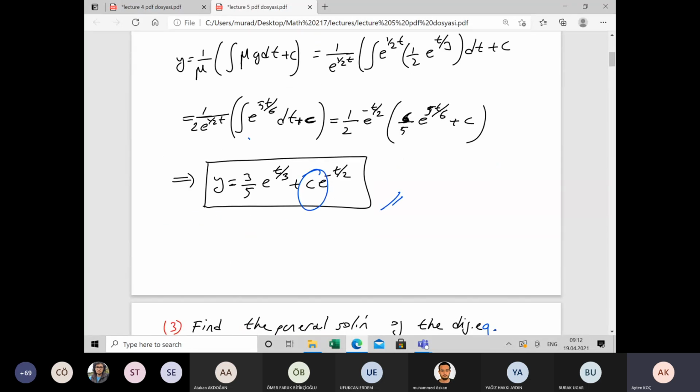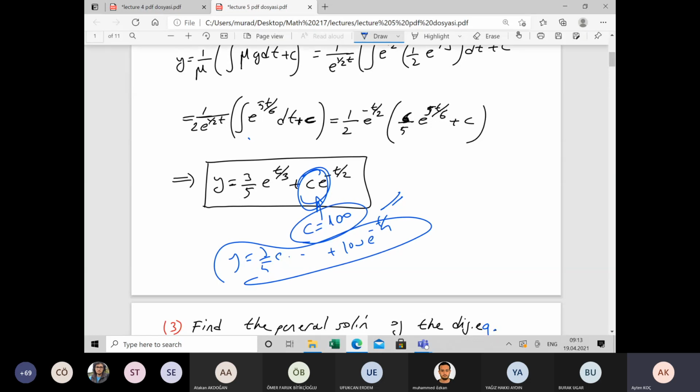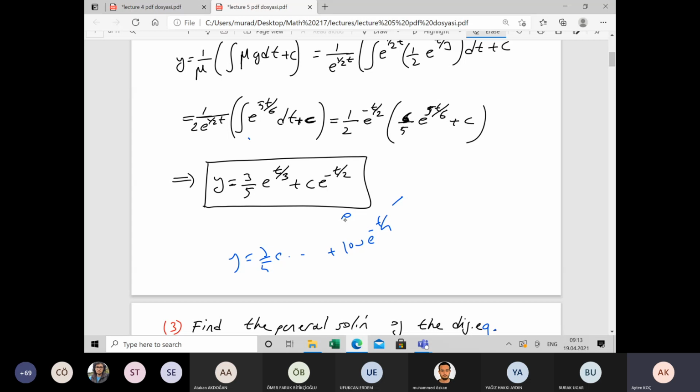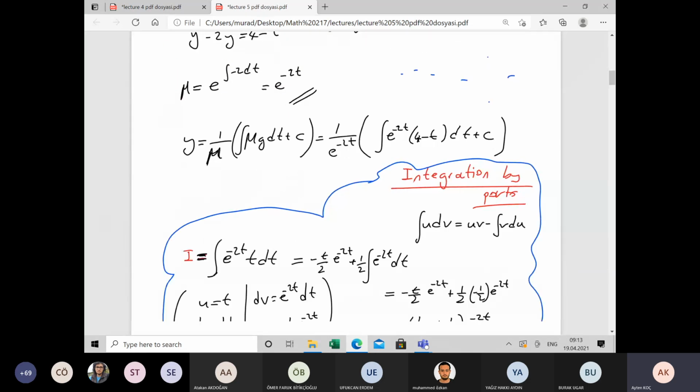The general solution gives infinitely many solutions. For example, if c is 100, then y is 3 over 5 of this one plus 100 e to the minus t, and this is a solution because c is 100. So this gives infinitely many solutions. The general solution produces every solution of this differential equation. But let's come back to our problem here.